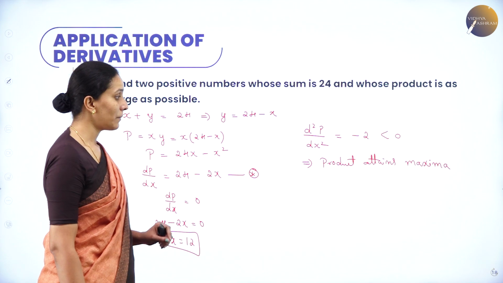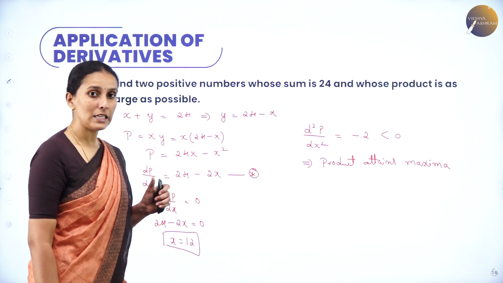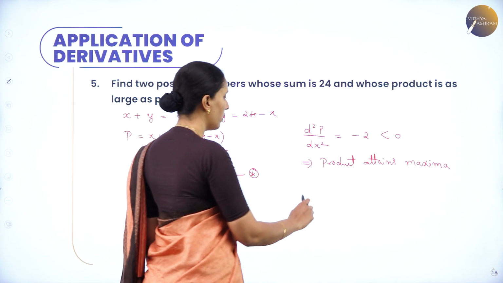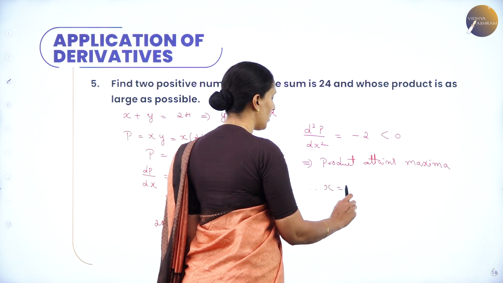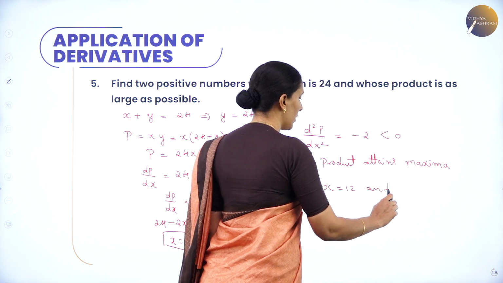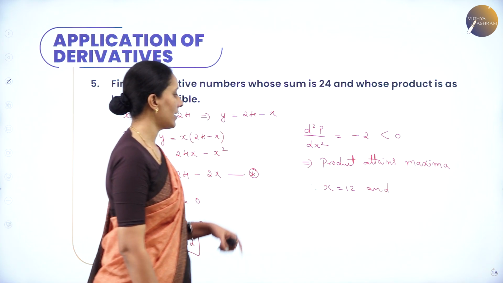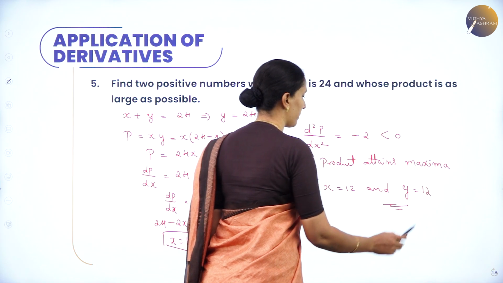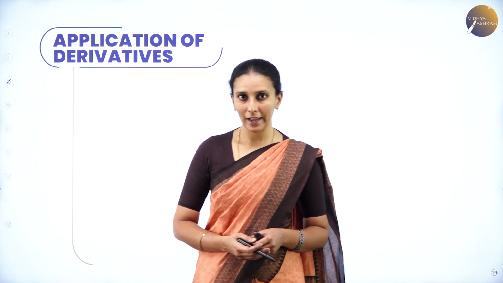So that means the product of x and y is maximum when x is equal to 12. So therefore, x is equal to 12 and if you consider y as 24 minus x, the value of y is also 12. So in this session, we have revised the questions based on applications of derivatives.